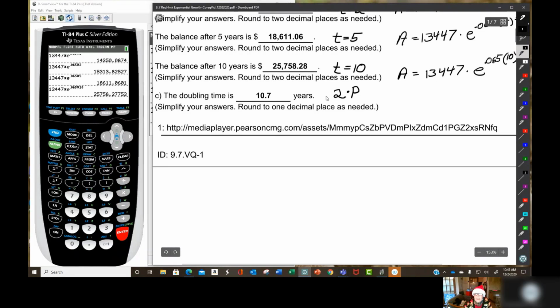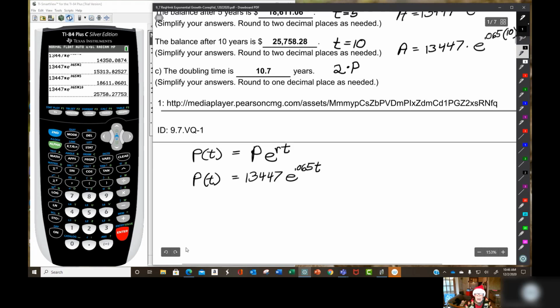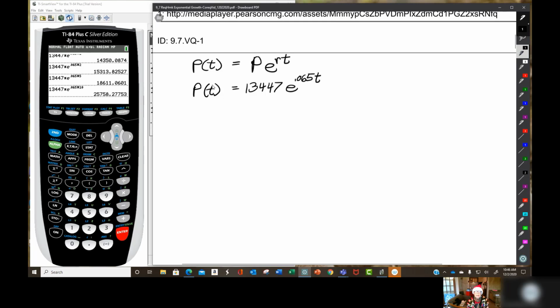All right, now we have to find the doubling time. So since they're using this formula, P of T equals P e to the RT, which is P of T, because we don't know what T is, equals 13,447 e to the 0.065 T. We have to find T. How long will it take this amount over here to be 2 times this amount? Well, we're going to find out.